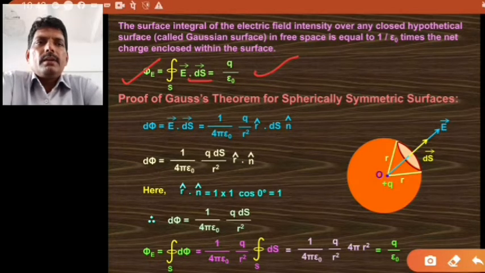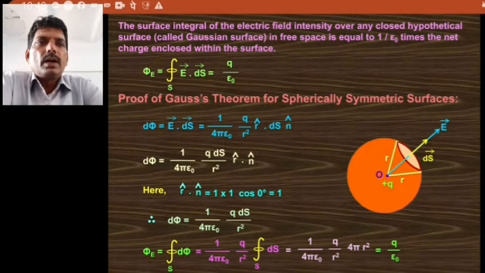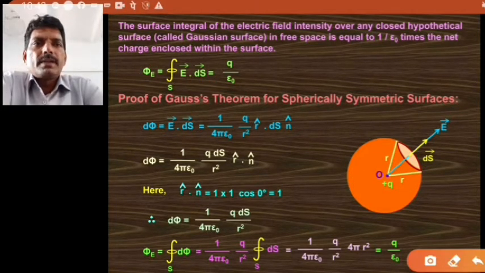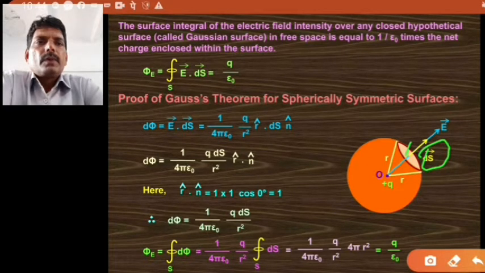And the proof we have given here. We have considered a positive charge, and here we have drawn a Gaussian surface which is in the sphere form. On that sphere we have taken a small surface element ds. So the area vector ds is in the same direction as the electric field. So by applying the flux through this small surface, d phi is equal to E dot ds.